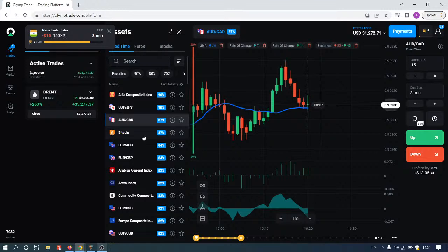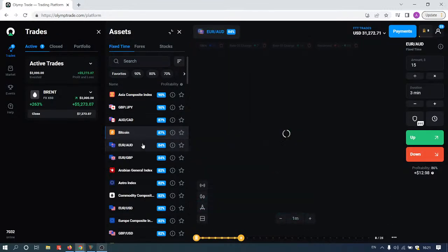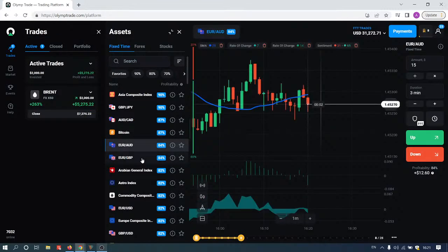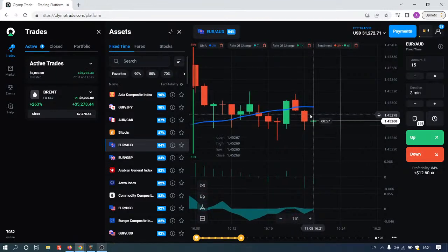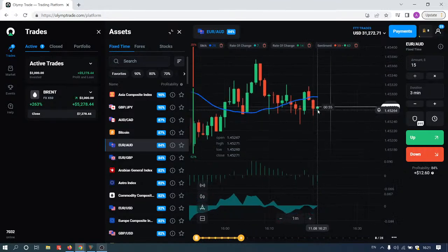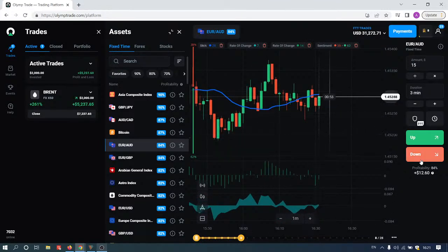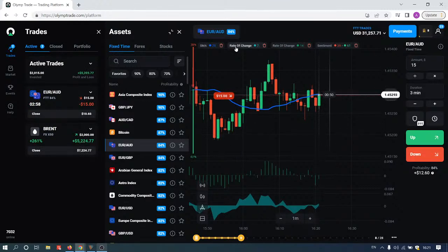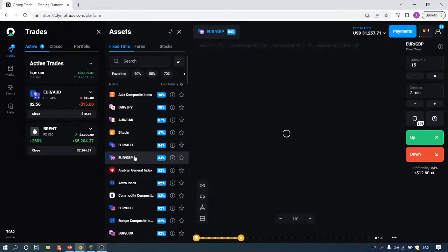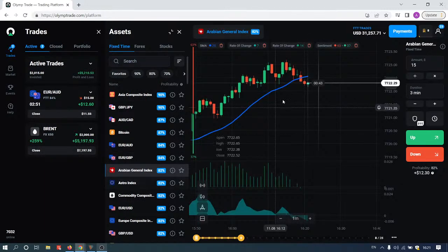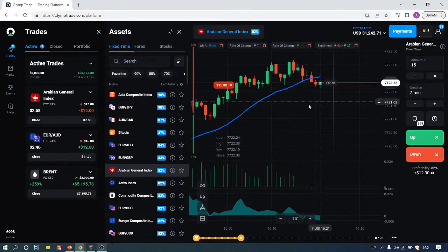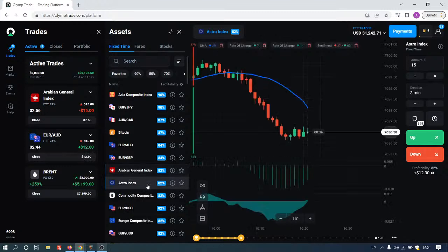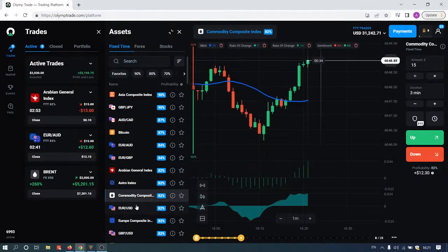So let's keep searching for more. Yeah, like this one. It looks tempting, guys. So I'm gonna try again on the euro against the Australian dollar, this chart. So hopefully the second time it will close with a profit. And the Arabian General Index, which allowed me to profit on the first trade.